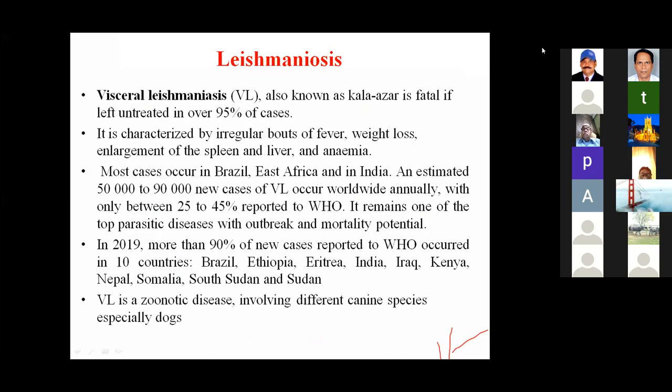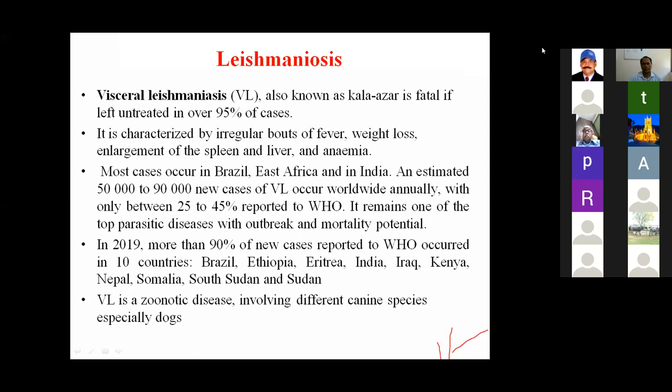Visceral leishmaniasis, also known as Kalazar, is fatal if left untreated in over 95% of cases. It is characterized by irregular bouts of fever, weight loss, and enlargement of the spleen and liver. As I have told you, in Kalazar the man turns black, anemia is there, and he is continuously in fever. Most cases occur in Brazil, East Africa, and India. Recently, 50,000 to 90,000 new cases of VL occur worldwide annually, with only 25 to 45% reported to WHO. It is one of the top parasitic diseases with outbreak and mortality potential. In 2019, more than 90% of new cases reported to WHO occurred in 10 countries, where India also stands.